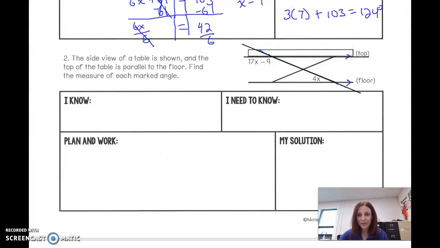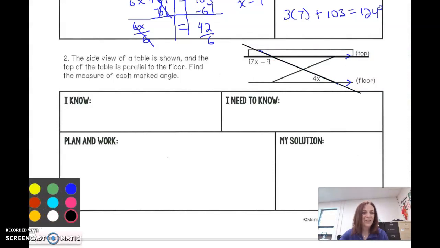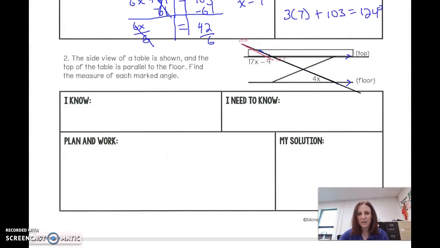oops, I'm trying to make it a different color. Oops, maybe not. Okay, sorry. We'll just try it again. Okay, this transversal here, they're both to the left of it. If I said right earlier, I apologize. To the left and below, to the left and above. So, not vertical, not corresponding, not alternate interior, not alternate exterior. That leaves us with supplementary, okay?